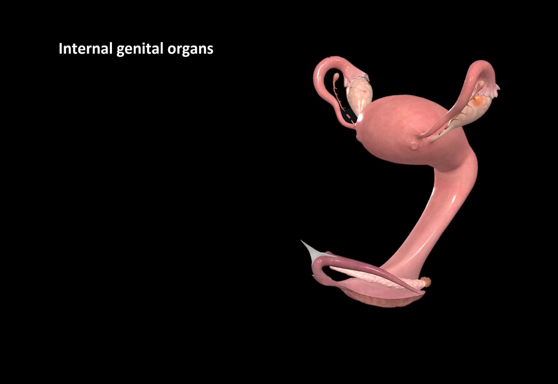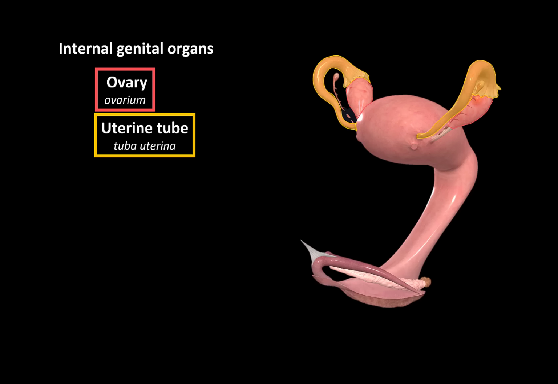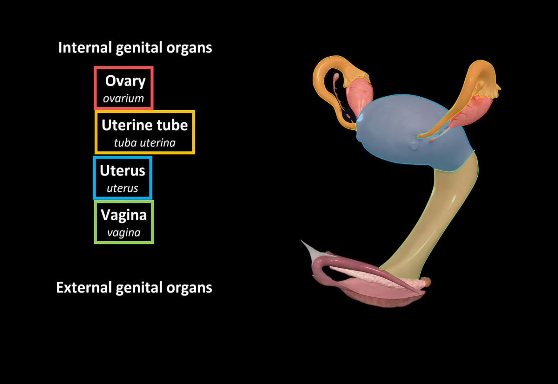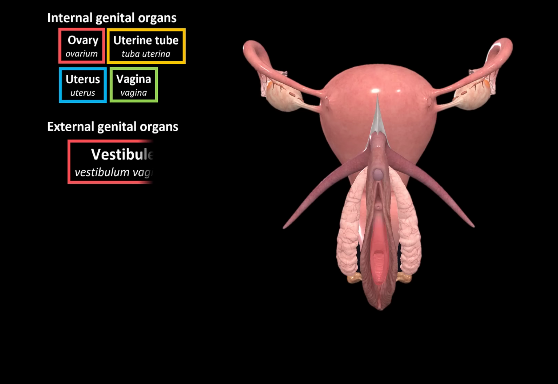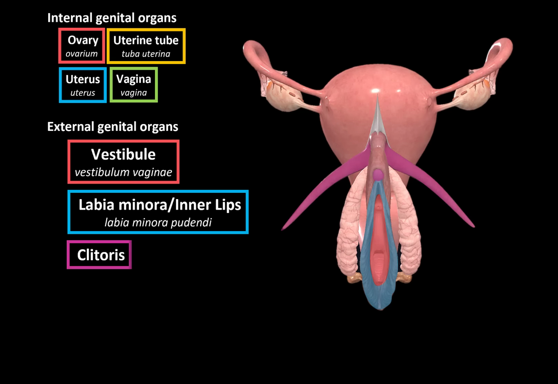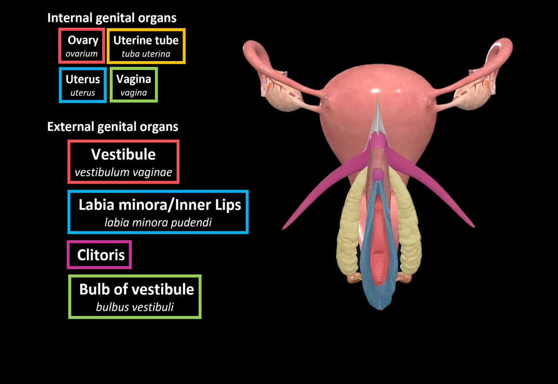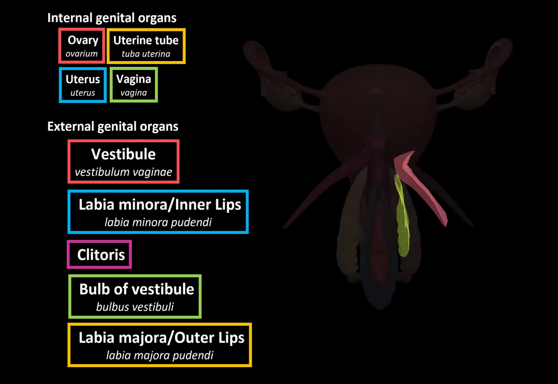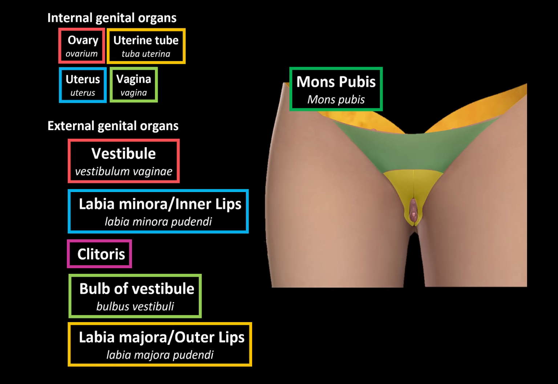So that was finally everything I had about the female genital system. We talked about the internal female genital organs, which consist of the ovaries, the uterine tubes, the uterus, and the vagina, and the external genital organs, which consist of the vestibule, labia minora, clitoris, bulb of the vestibule, the labia majora, as well as the upper area called the Mons Pubis.